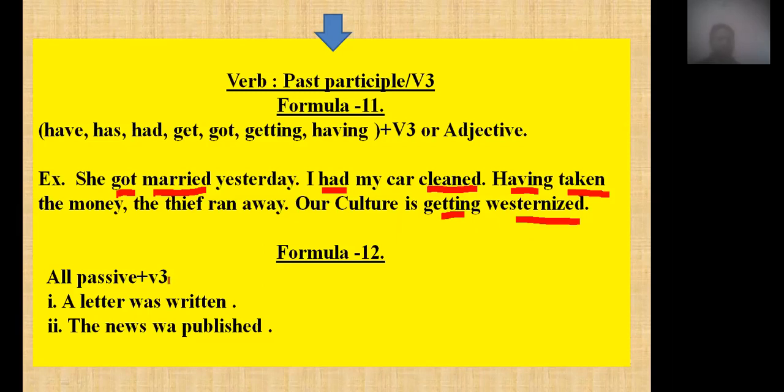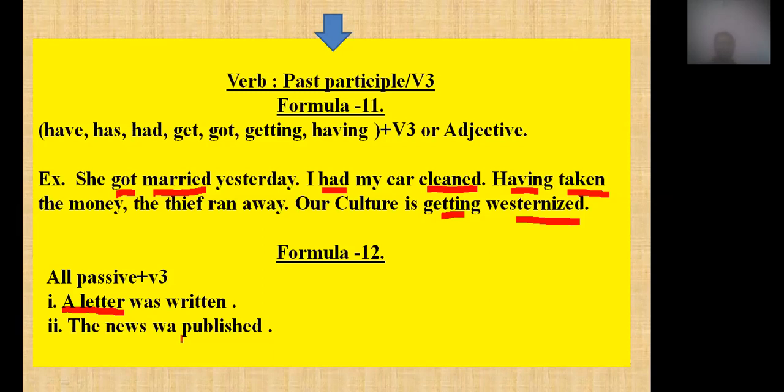Now formula 12. All passive plus V3. That means if you see any passive form in English grammar, the verb will always be in V3. Look, a letter was written. Here that is the passive form. Here a letter is not the doer. A letter cannot do the action. I write a letter, you write a letter, I and you can write the letter, but a letter cannot do this action. That's why it will be passive.